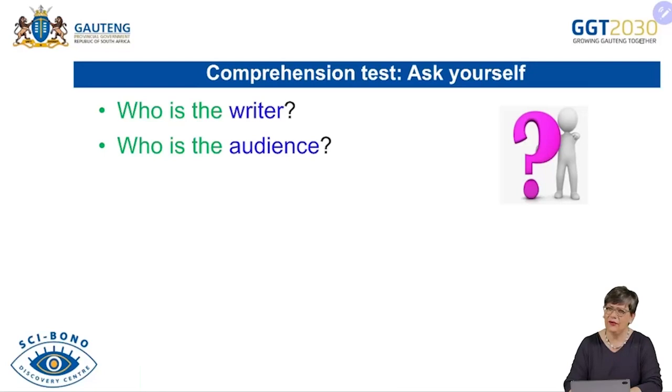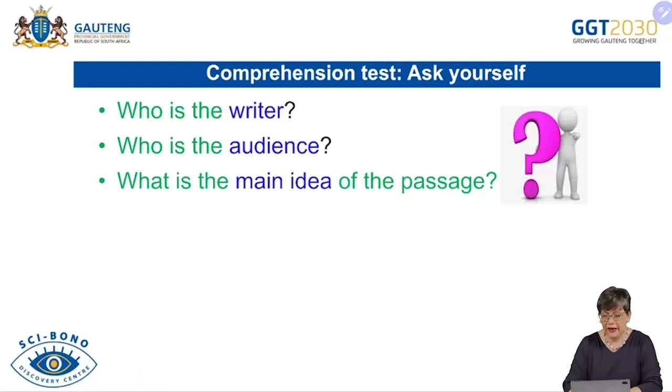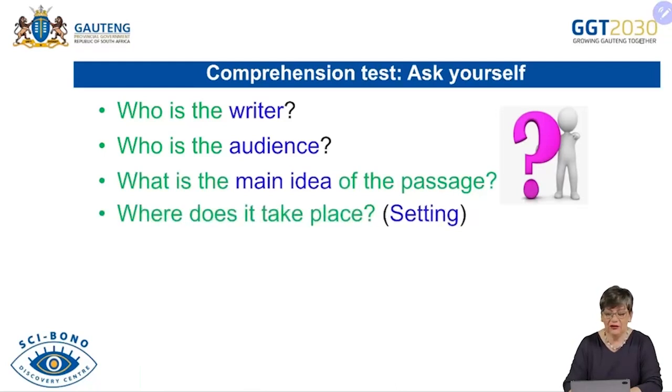Ask yourself, for whom was this text written? You know, with an advertisement, we always say there's a target audience. Now, for a text, there's a reading audience. Who's going to read this text? Main idea we focused on. And now you can start looking at where does it take place?